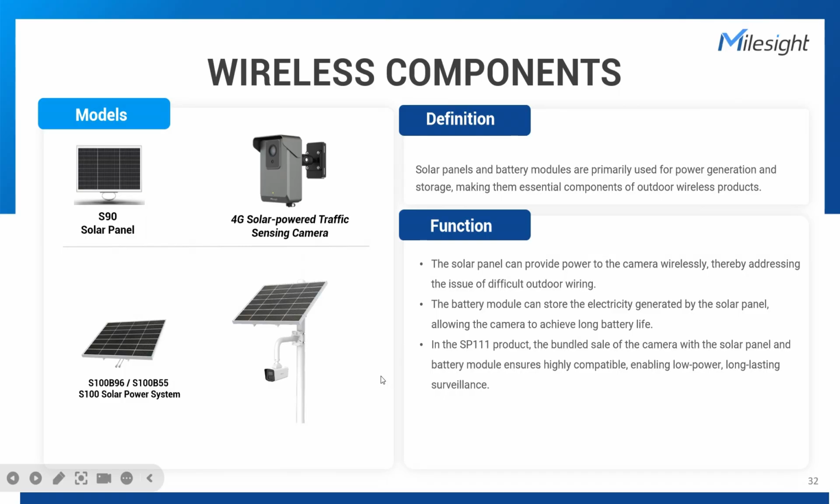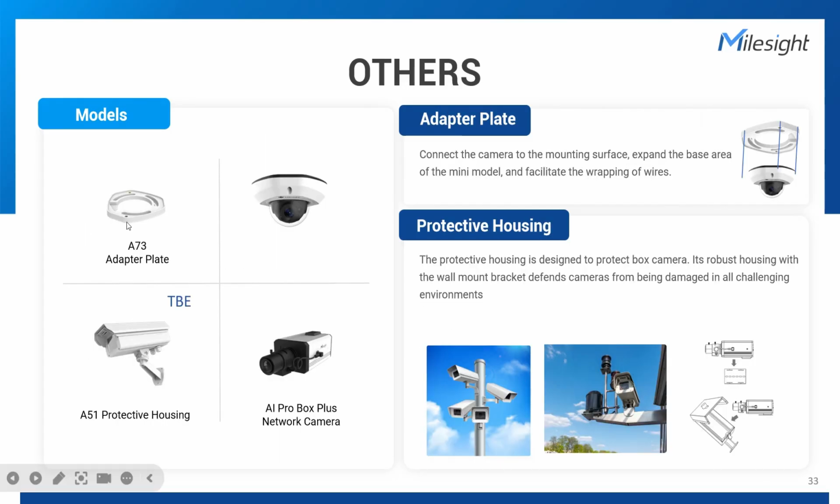And for our wireless cameras, for the wireless solar-powered traffic sensing camera and this solar-powered camera kit, this 4J series, we provide the solar panel for you so that you can enjoy wireless power supply with no component selection hassle. And we also provide the adapter plate for this camera so that it can help you have a better cable management.